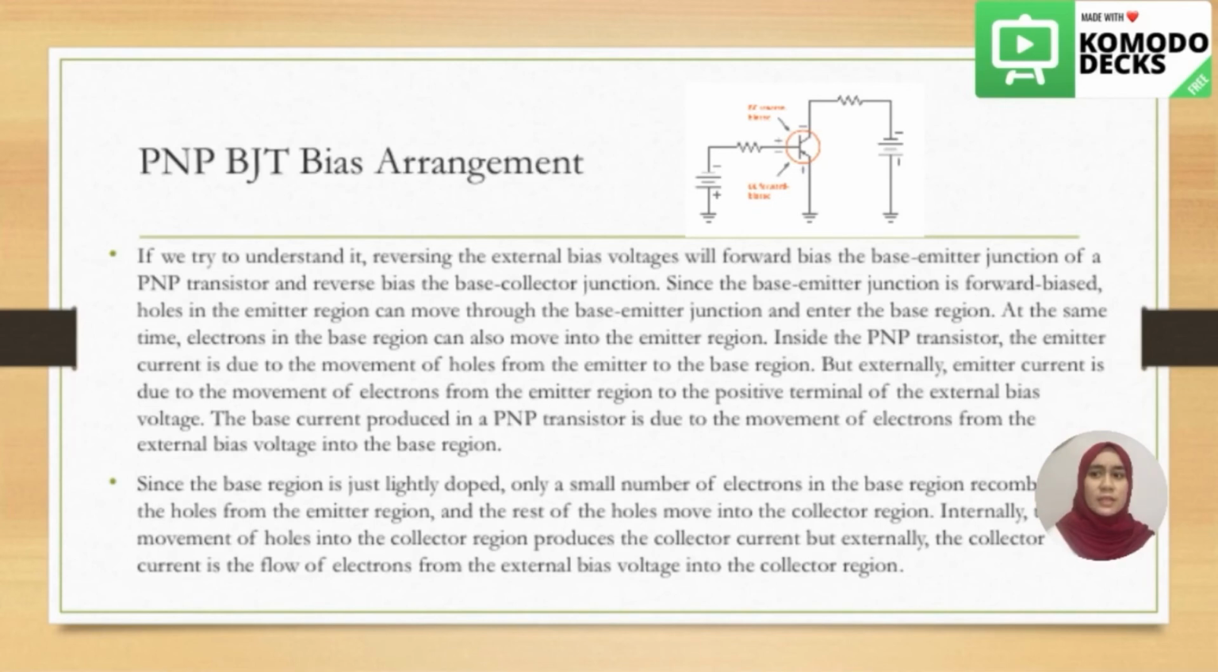Since the base region is only lightly doped, only a small number of electrons in the base region recombine with the holes from the emitter region, and the rest of the holes move into the collector region. Internally, this movement of holes into the collector region produces the collector current, but externally, the collector current is the flow of current from the external bias voltage into the collector region.